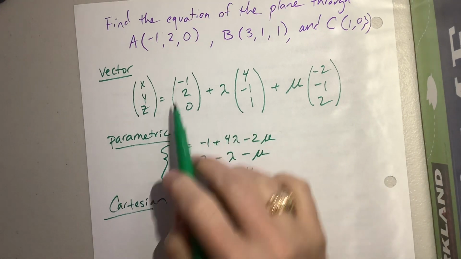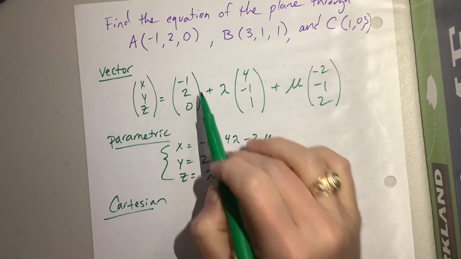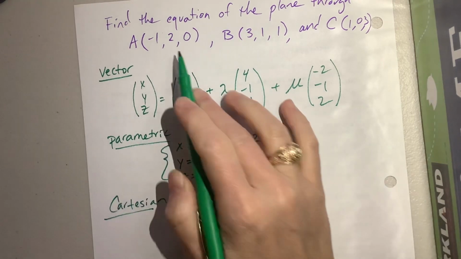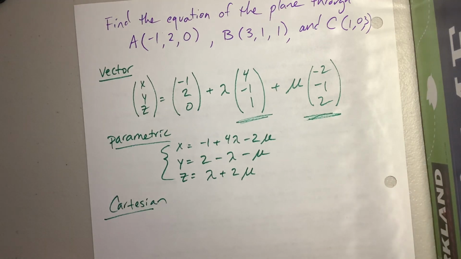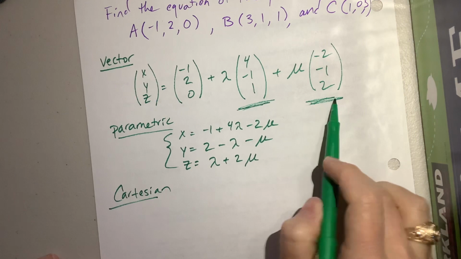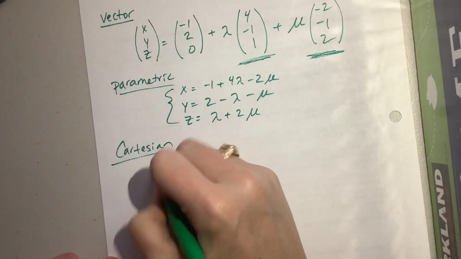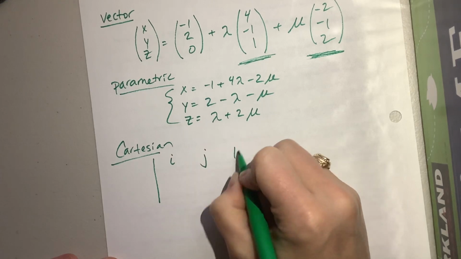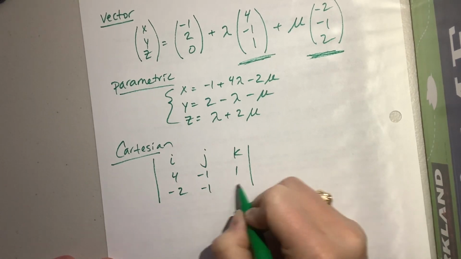need to cross. Now, keep in mind, this vector is not on my plane. This was the vector that got me from the origin to a point on the plane. Okay, these two are vectors that are actually on my plane. So if I want to find the normal vector to the plane, I have to use these two direction vectors that are actually in the plane. And so this is i, j, k. 4, negative 1, 1, negative 2, negative 1, 2.